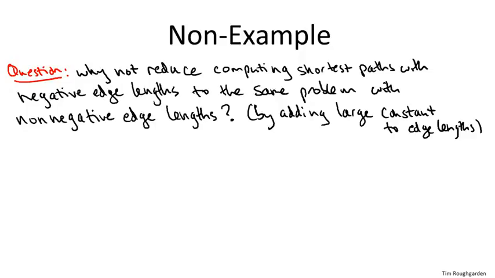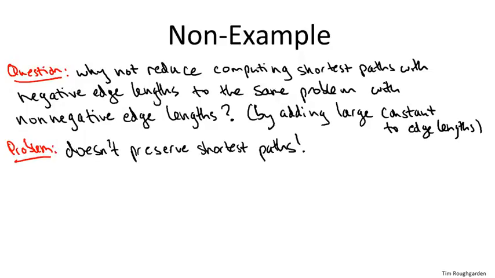If a path has 5 edges, it's going to go up by 50 when you add 10 to every edge. If a path has only 2 edges, it's only going to go up by 20 when you add 10 to every edge. So as soon as you start changing the path lengths of different paths by different amounts, you might actually screw up which path is the shortest. The path which is shortest under the new edge lengths need not be the one which is shortest under the old edge lengths. So that's why this reduction doesn't work.